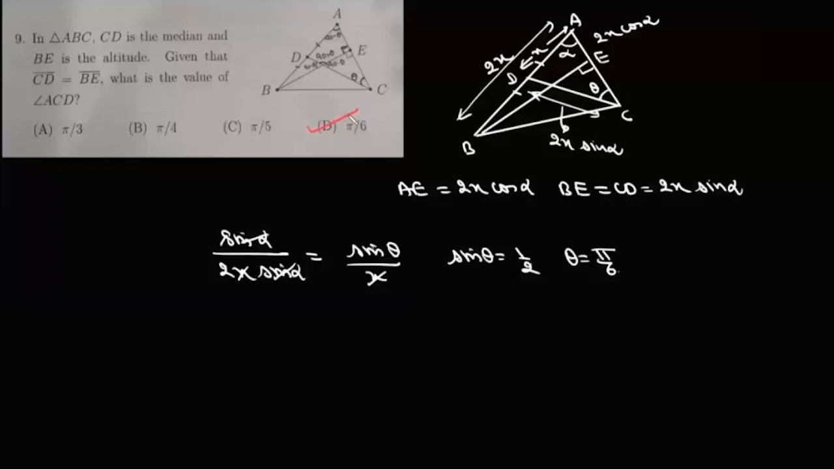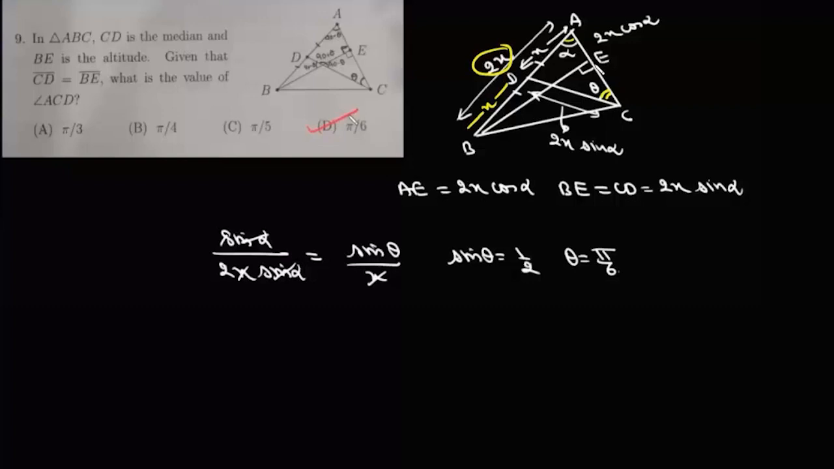Now in this question, we are given a triangle ABC in which CD is the median and BE is the altitude, and it is given that CD is equal to BE. What is the value of angle ACD? We'll take this angle ACD as theta, and we'll take angle A as alpha. Suppose the length of AB is 2x, and since CD is the median, BD is x and AD is also x.